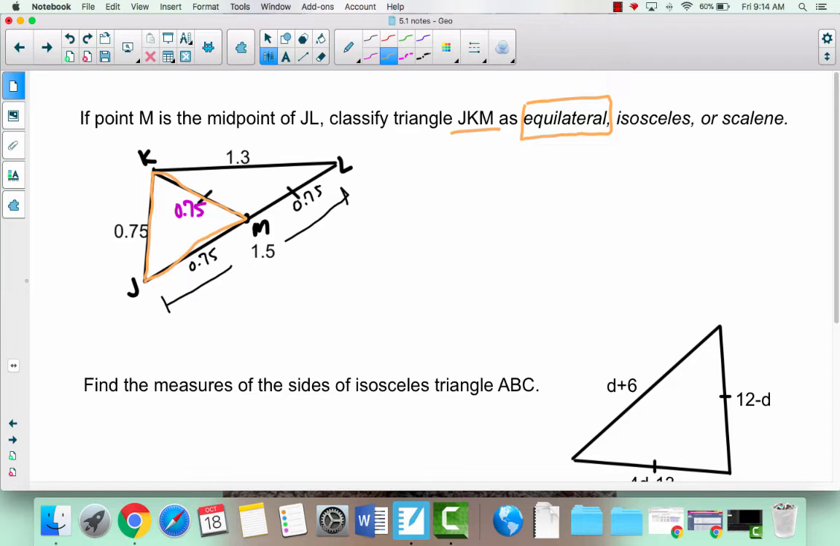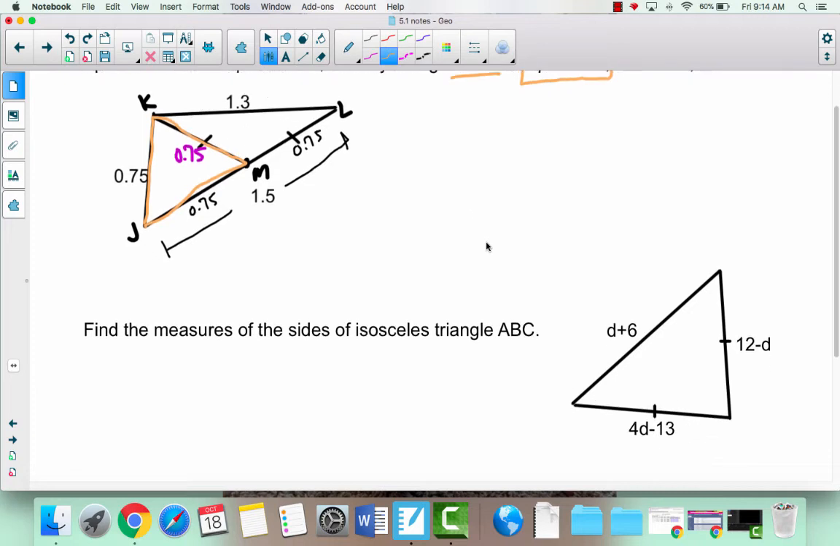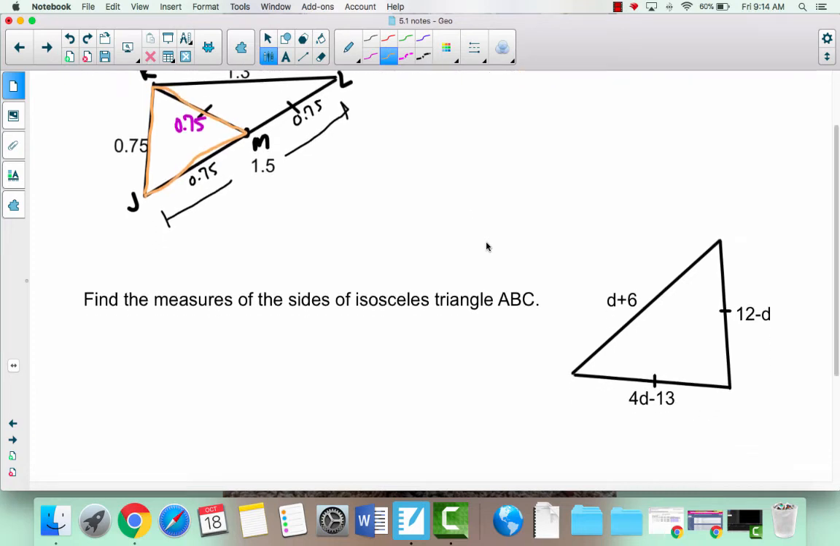So just know that sometimes you're going to have to fill in side lengths or measures in order to be able to classify it, and normally it's going to be just some quick calculations, and that's all you're going to have to do. Now in this example, you're actually going to find the measures of the sides based on the information here. So it says that it's an isosceles triangle, and that we have on this picture marked that this side and this side are the same.